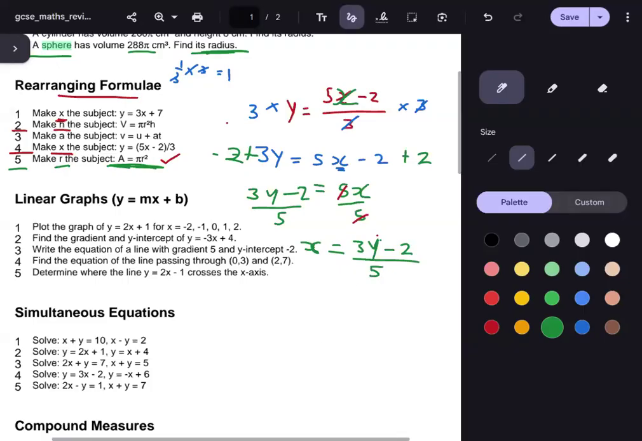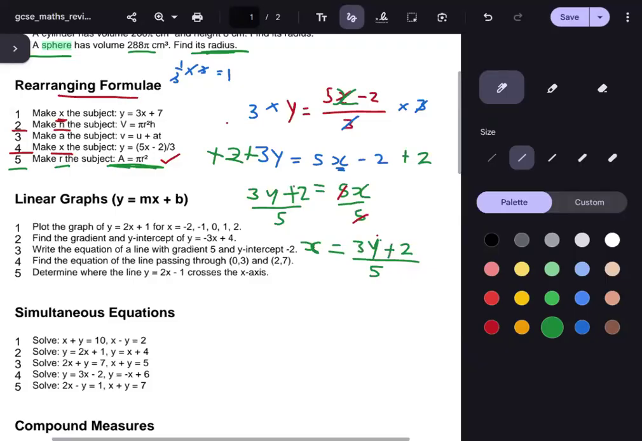Any questions? No. Okay, so you understood. Sorry, this isn't supposed to be minus 2. This is supposed to be plus 2, because we plus 2 on this side, so we have to plus 2 on that side. So just one correction there.